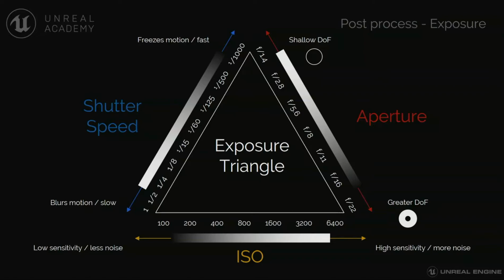Since the goal of our look dev scene is again neutral light, we want it to be neither overexposed, meaning too bright, nor underexposed, meaning too dark. So with the post process, we can simply set the exposure value to 0 to make the look neutral.